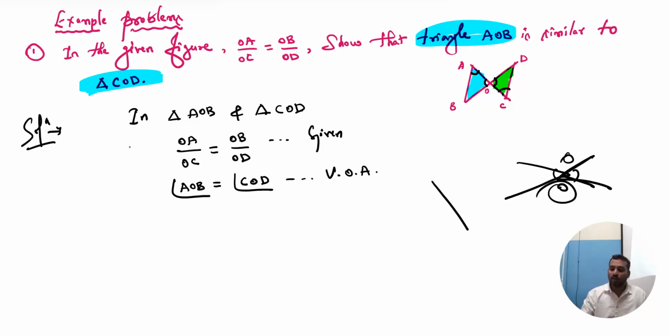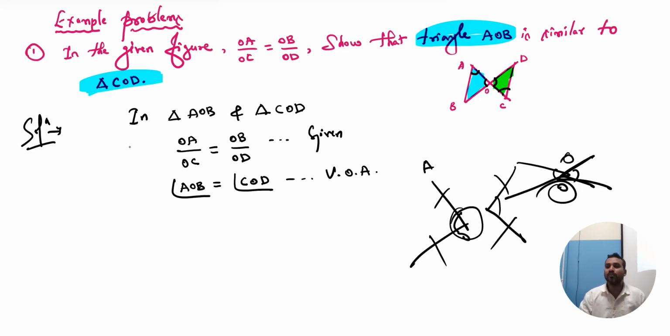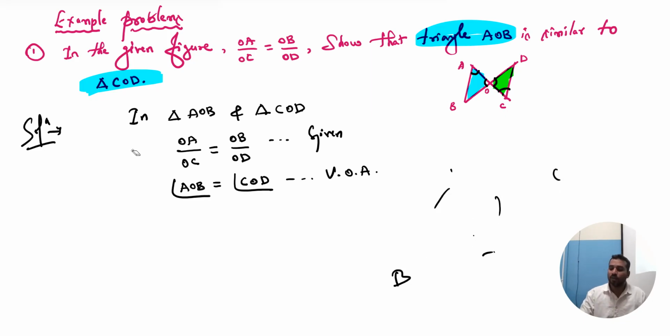Now, as you can see, what is OA? Side. What is OB? Side. What is in between? Angle O. Side angle side of the first triangle is equal to side angle side of the second triangle. OA side, O angle, OB side. Am I right? Clear? Good.